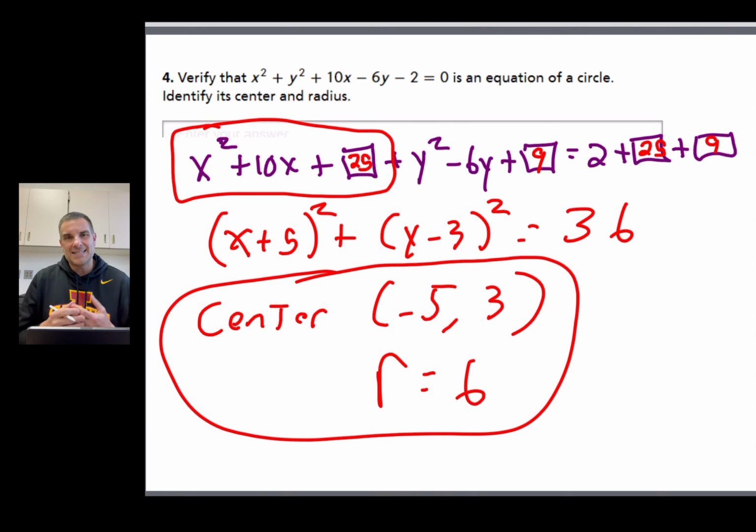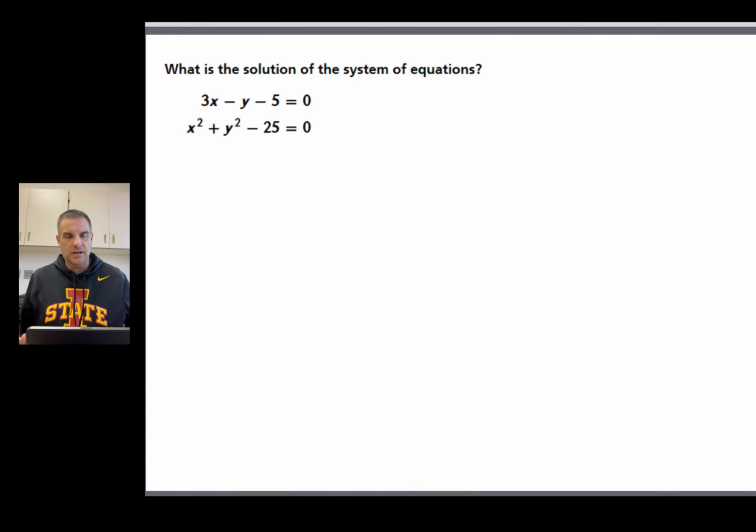Okay. Last thing that we're going to talk about in this unit: let's say that we have this circle. The bottom one is kind of that circle. It's center 0, 0 with a radius of 5. And then we've got this line going through it. How do we figure out the solution for this system? In other words, where do they intersect with each other?